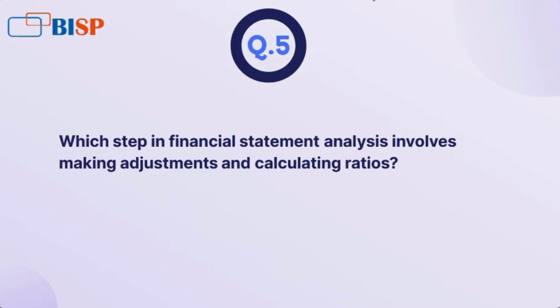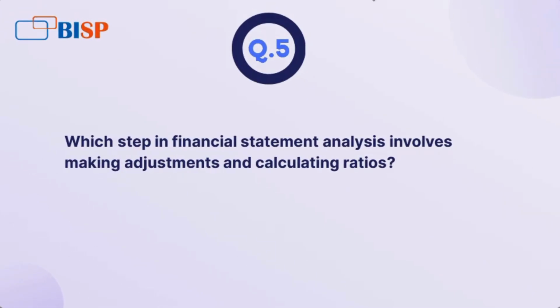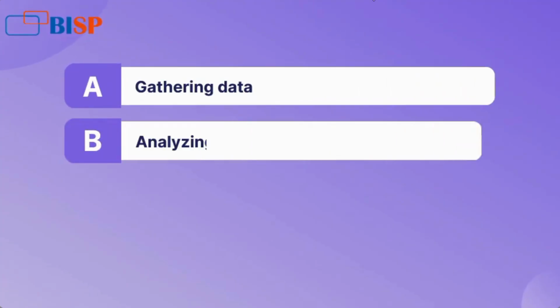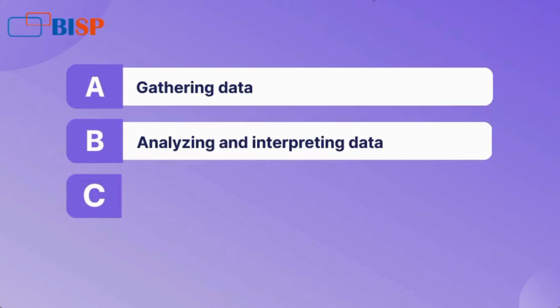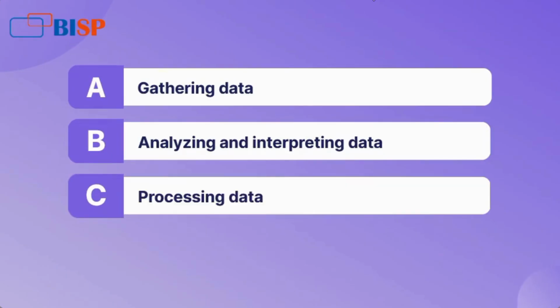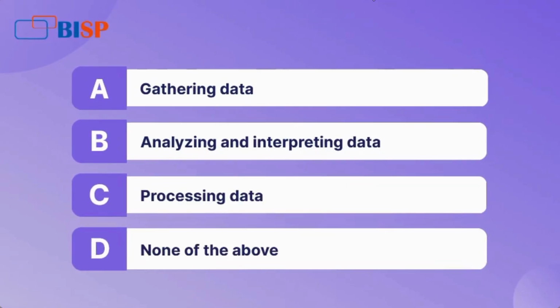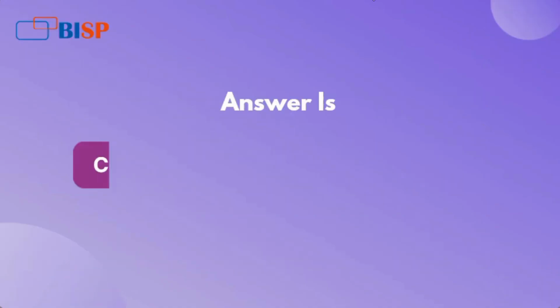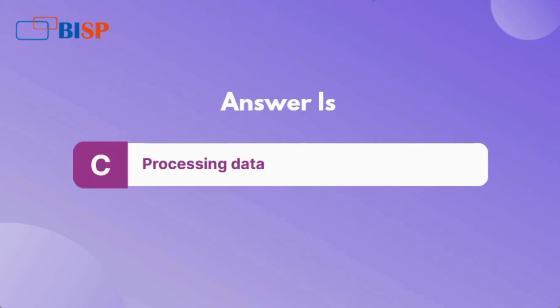Which step in financial statement analysis involves making adjustments and calculating ratios? A. Gathering data. B. Analyzing and interpreting data. C. Processing data. D. None of the above. Answer is C. Processing data.